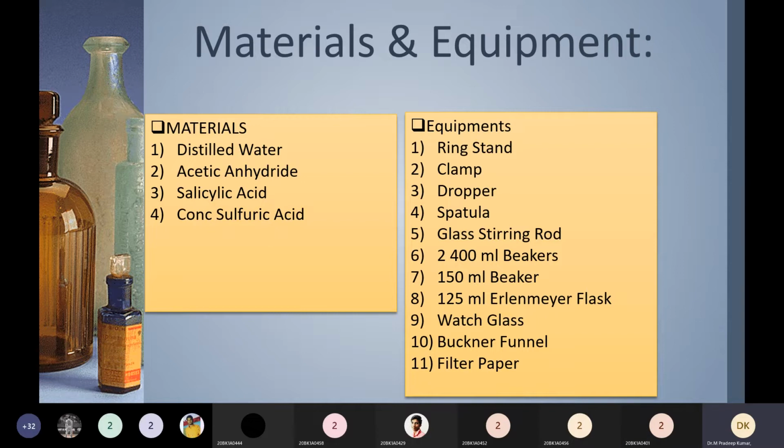Materials and equipment: ring stand or burette stand, clamps, dropper, spatula, glass stirring rod, beakers, Erlenmeyer flask, watch glass, Buchner funnel, filter paper. So these are the equipment or the glassware we require. Glass stirring rod, spatula, dropper, clamp, burette stand or ring stand.